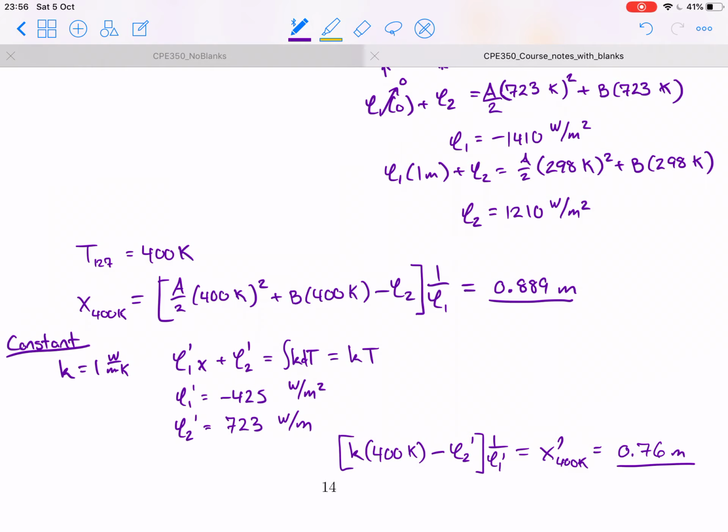So this is the real position, and this is the position with an assumption. And that assumption was that K was constant. Okay, so that's two parts of the question. There's one more part, and that's, let's say we actually went ahead and used this assumption and we put our pipe in at this position.